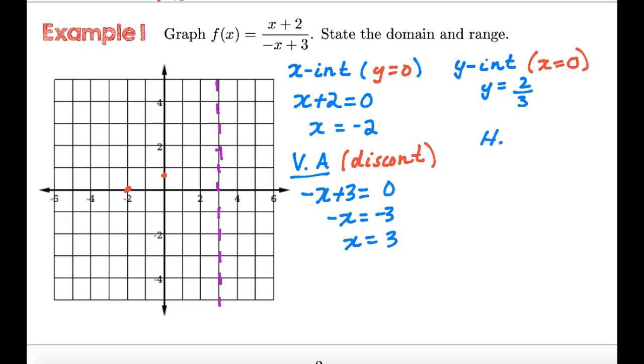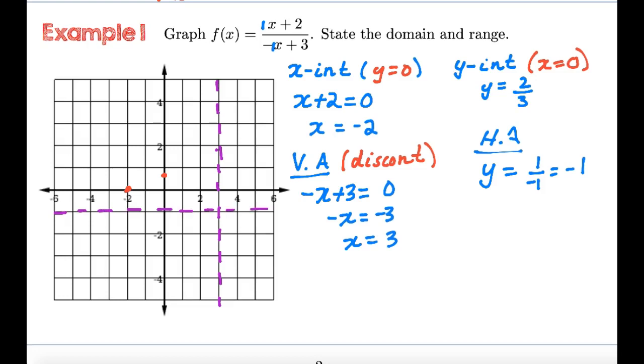Now, the powers are equal here. They're both first-degree polynomials. So that means I divide the leading coefficients. The leading coefficients here are 1 in the numerator, negative 1 in the denominator. So 1 divided by negative 1 equals negative 1. So I'm going to go ahead and draw my horizontal asymptote. So there we go.